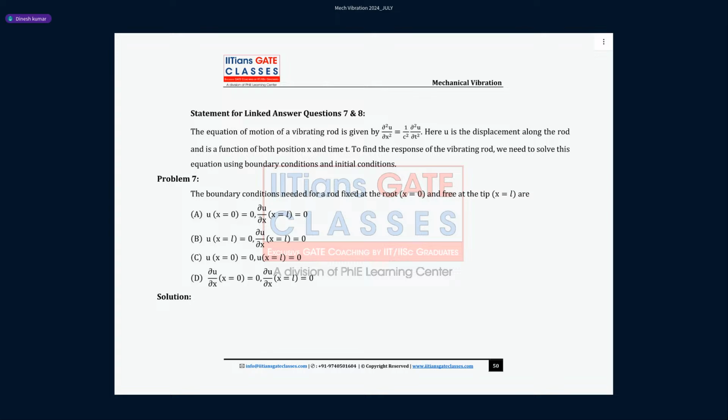Next question, read what it says. The equation of motion of a vibrating rod is given by this. We know that already, the governing differential equation for longitudinal vibration. Here U is the displacement along the rod and is a function of both x and t. Find the response of the vibrating rod. We need to solve these equations using boundary condition and initial condition. So what is the question they ask?